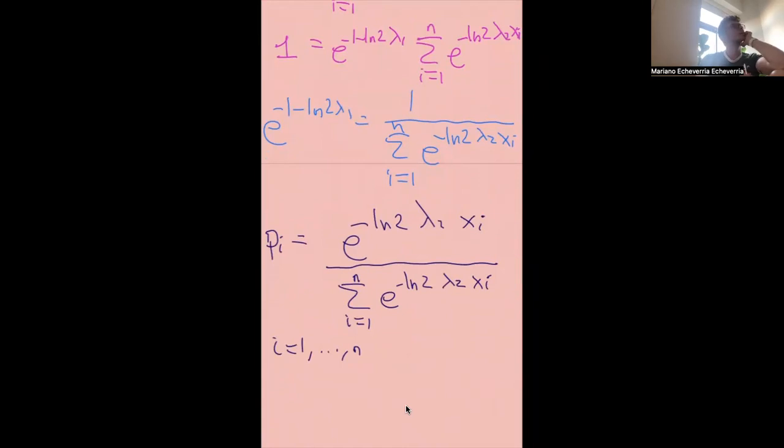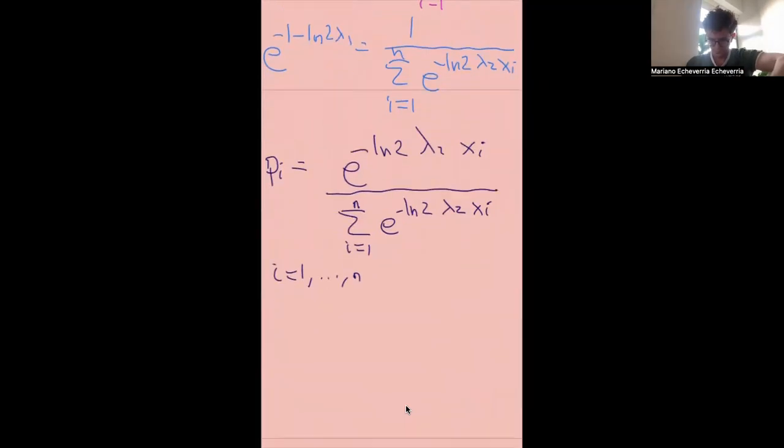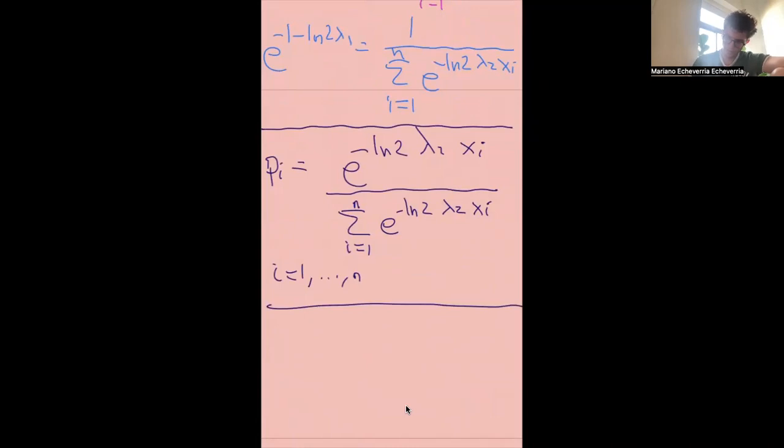By the way, this quantity in the denominator is what in physics is called a partition function. It is one of the most important concepts in all of statistical mechanics, but that's an aside. I don't want to go down that rabbit hole.